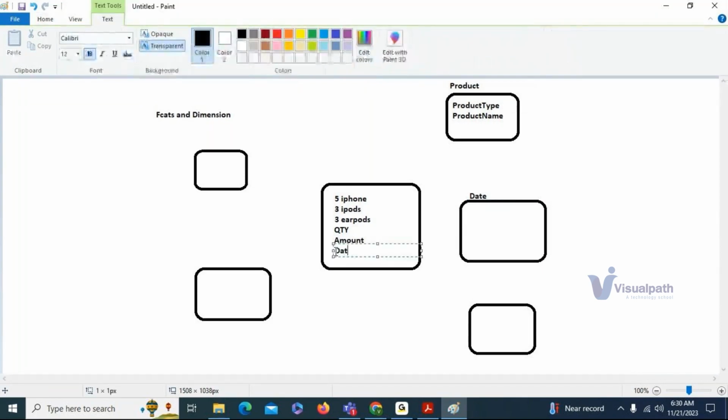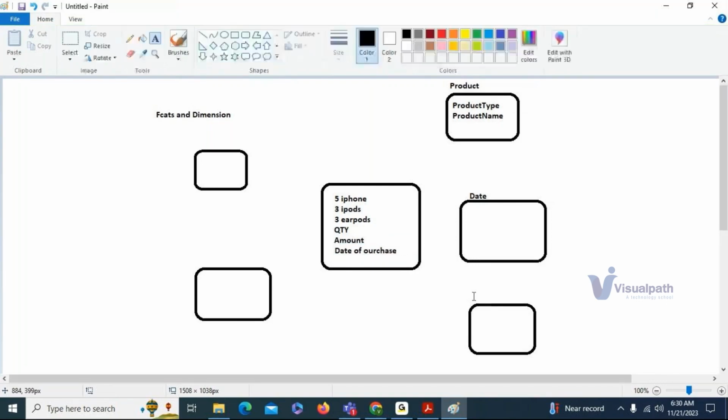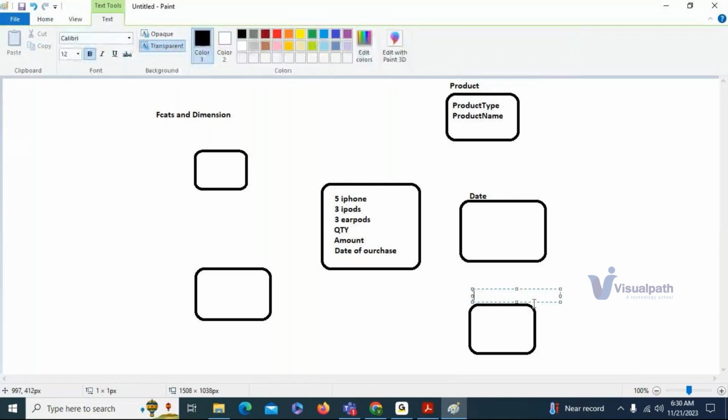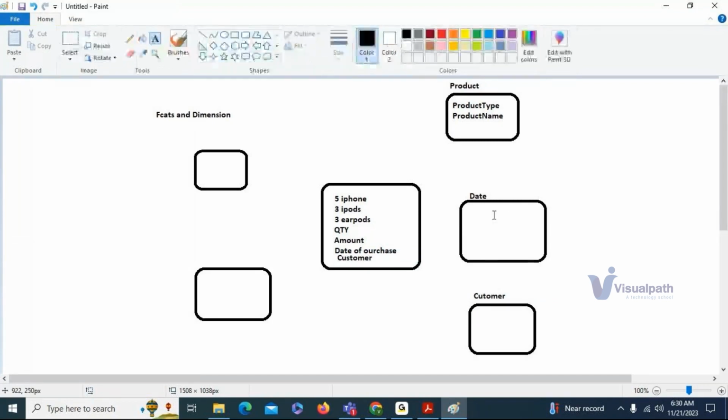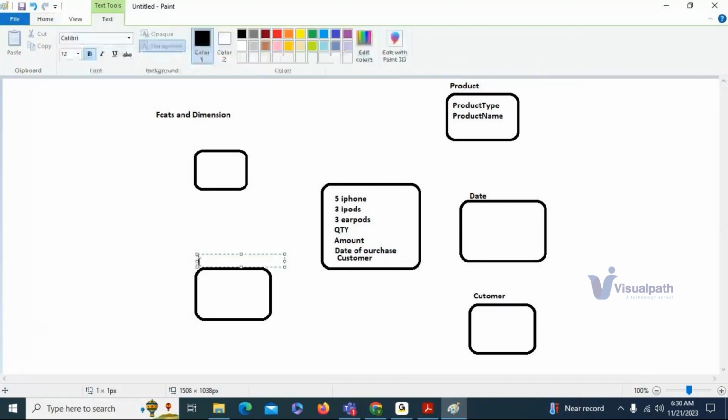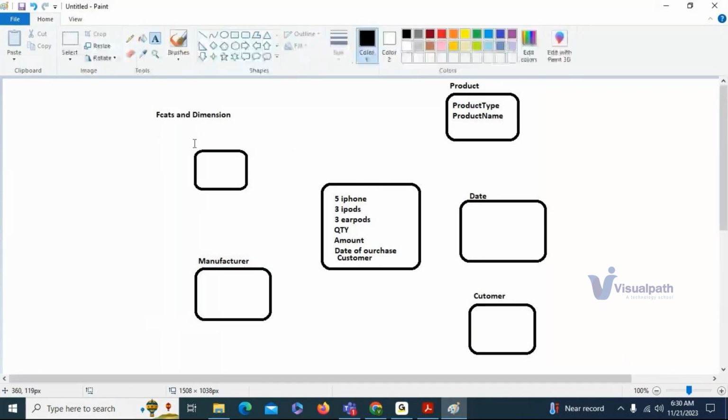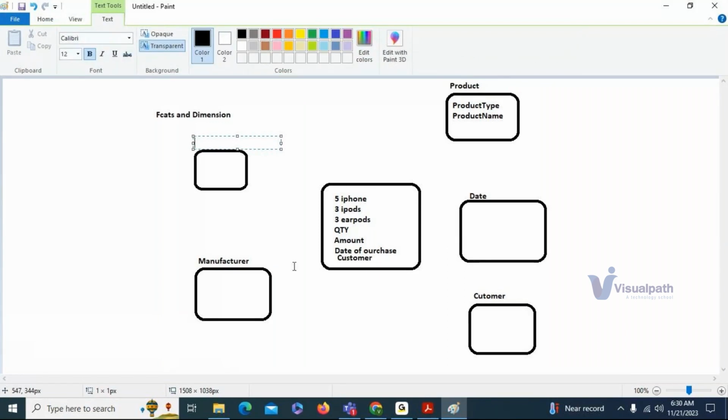I have product, I have date, and I have the customer who bought this particular product. Then who is the manufacturer? You don't need this information, but companies would need it, because it would be helpful for whoever is supplying this product. Now you are going to do the delivery of this product. Who is going to do the delivery?